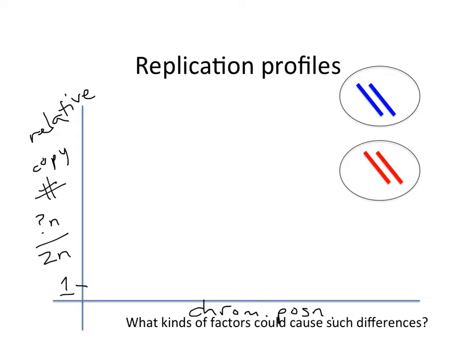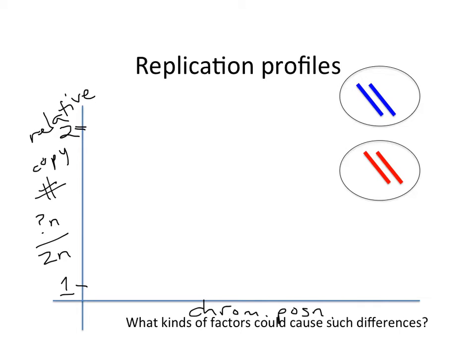So its relative copy number is 1, not synthesized yet. The maximum then is 2. When an S phase cell completes synthesis, it's got 4N, or twice 2N. So this y-axis goes from 1 to 2. 1 is where cells start in S phase, 2 is where they end. Okay.